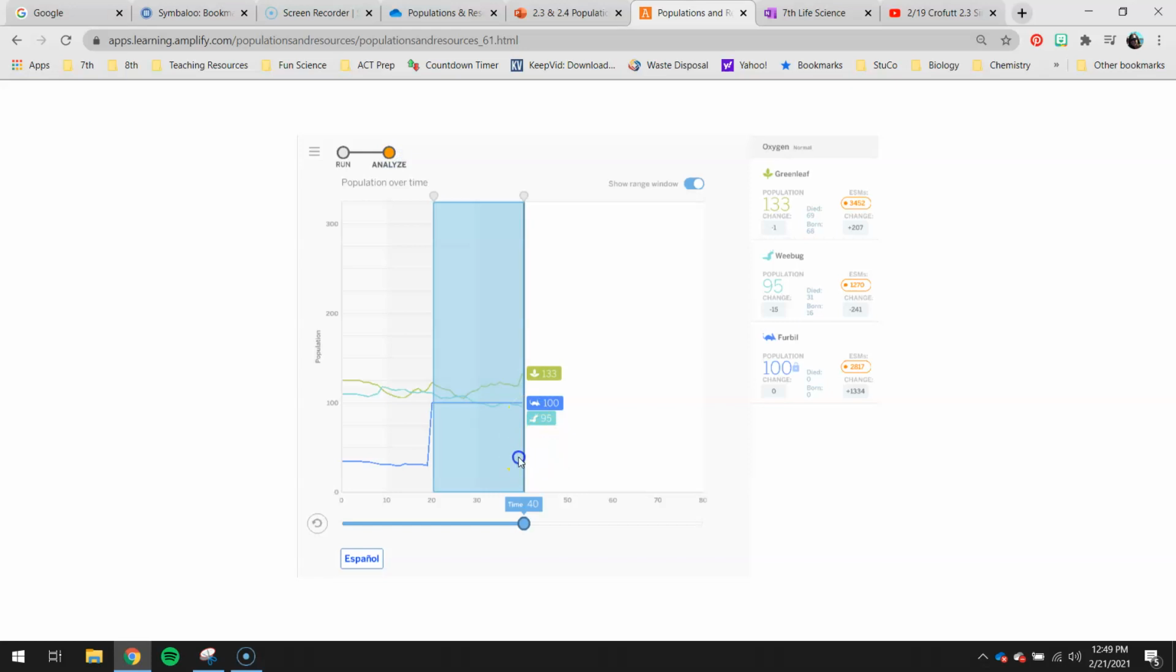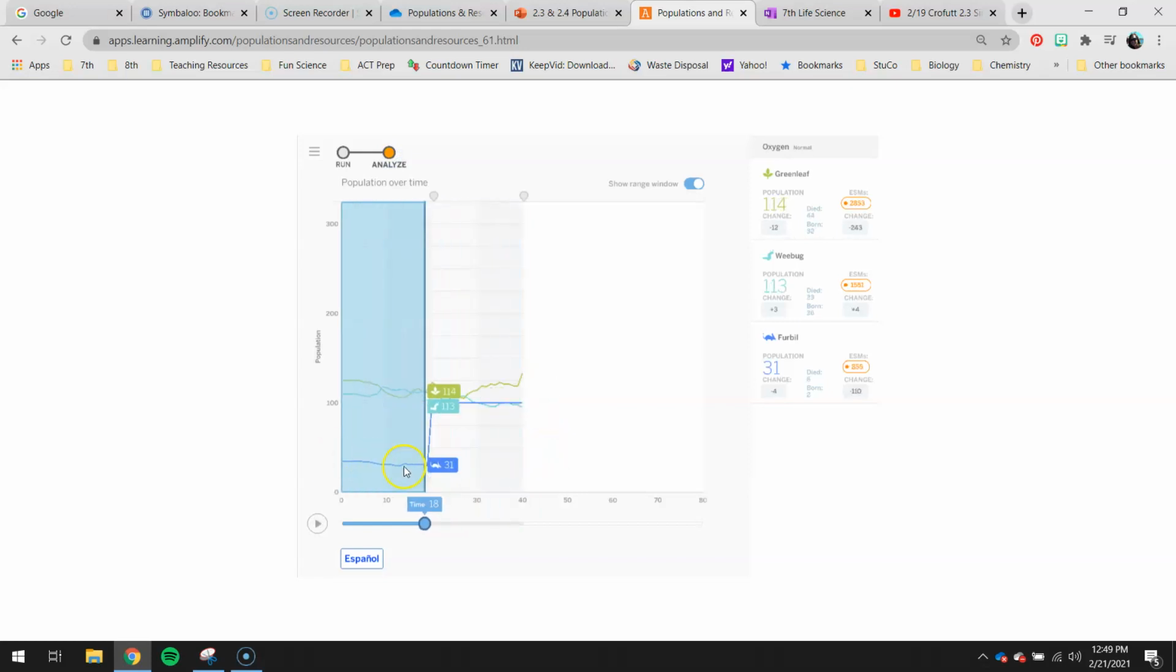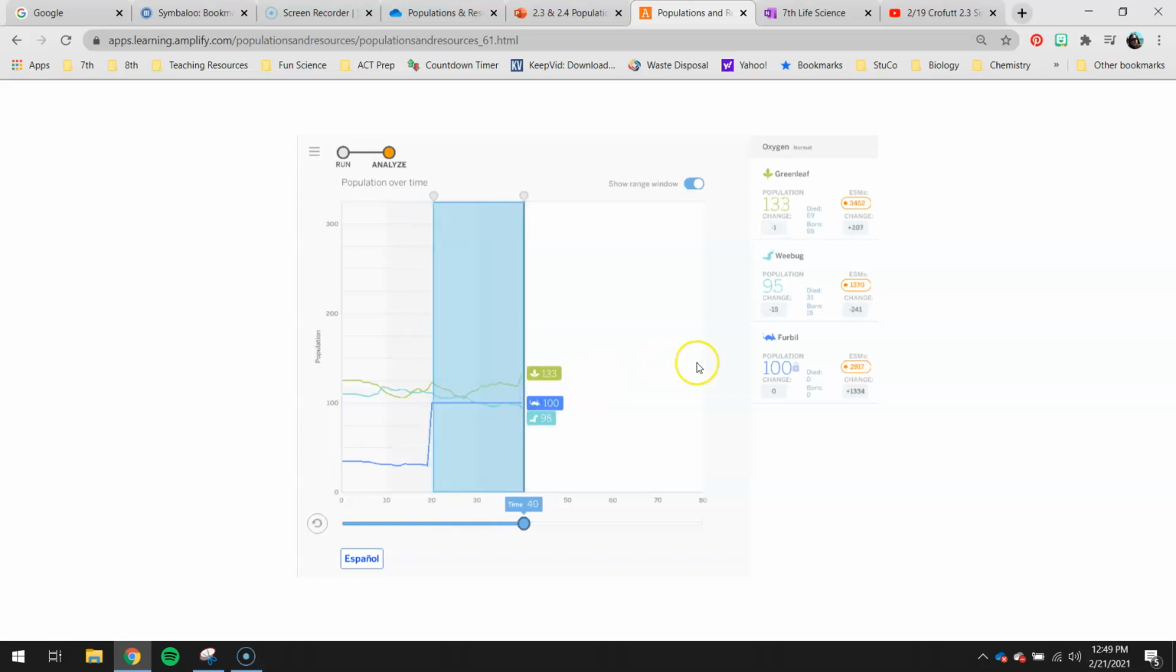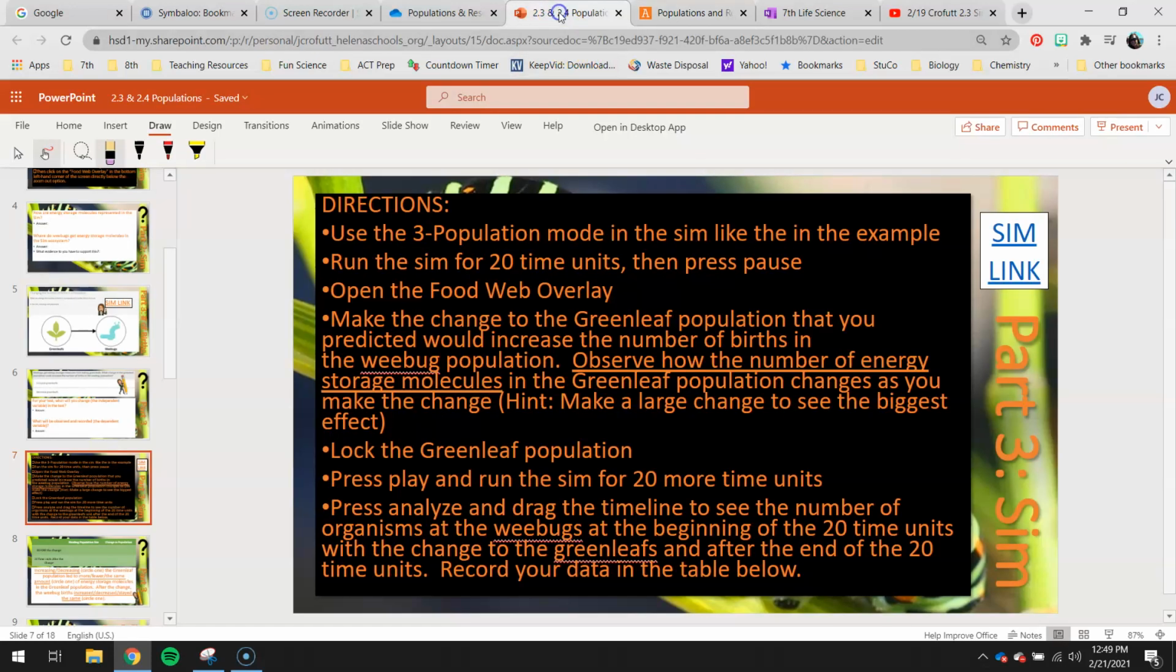So remember, you want to see your data before. Okay, here's before we made the change on our fur bills. Yours will look a little bit different because you're changing your green leaves instead. So you're going to see either an increase or a decrease in your green leaves. Drag it to before that increase or decrease was made and record your information for your WeBugs. And then at the very end, what's your 20 time units after? Where you paused it at 40, the very end of your graph, time 40 right here. You're again going to look at your WeBug population and see, after 20 time units of running that with your changed green leaf population, what happened to your WeBugs?